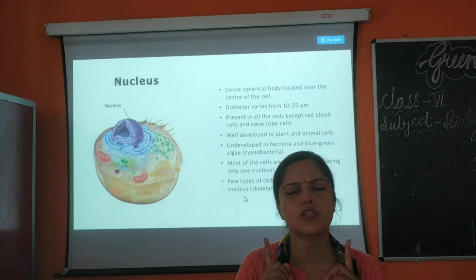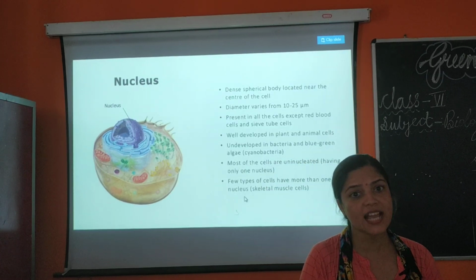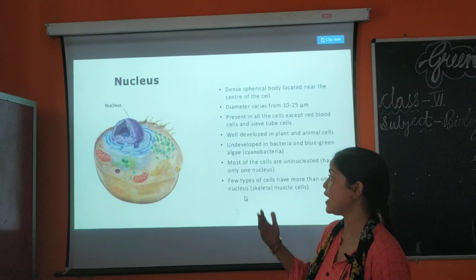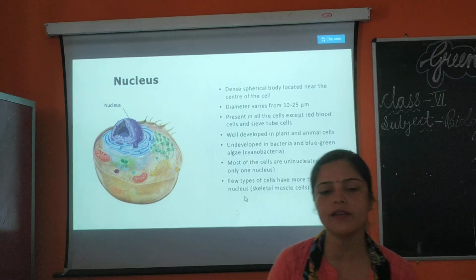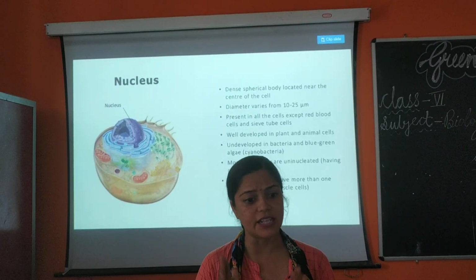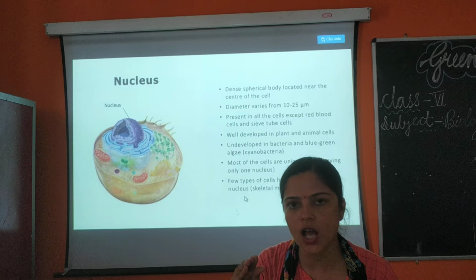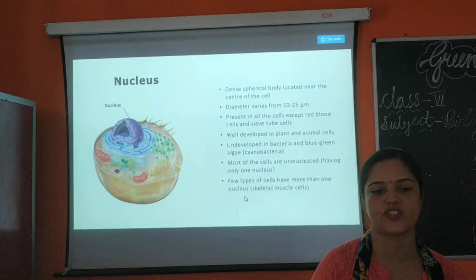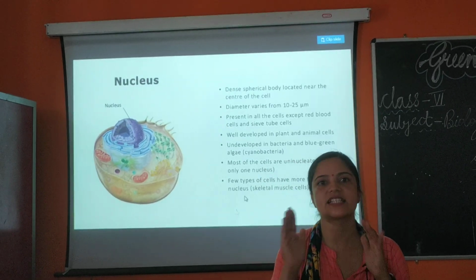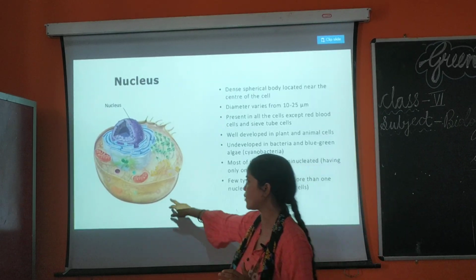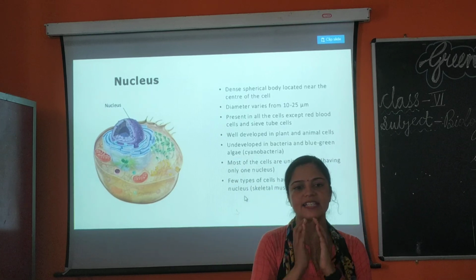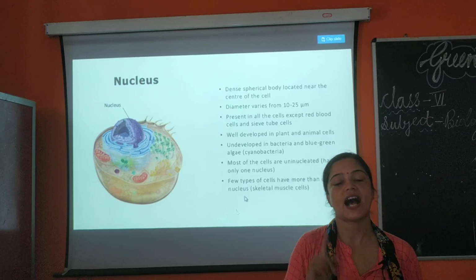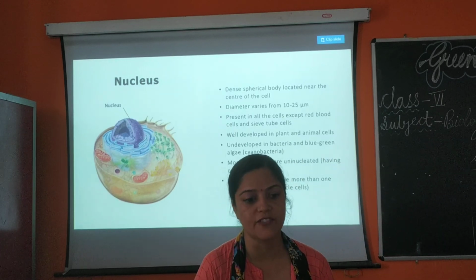It is the most important part of a living cell. As I was telling you, the nucleus is the most important part of a living cell. It is small as well as spherical in shape. It is generally located in the center of the cell. What is its location? It is generally located in the center of the cell.